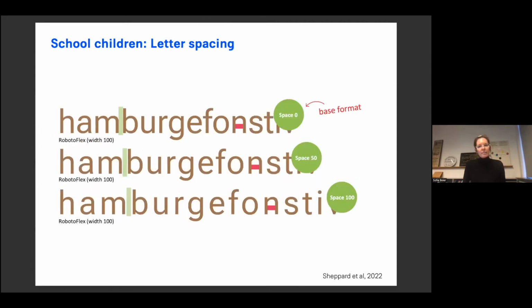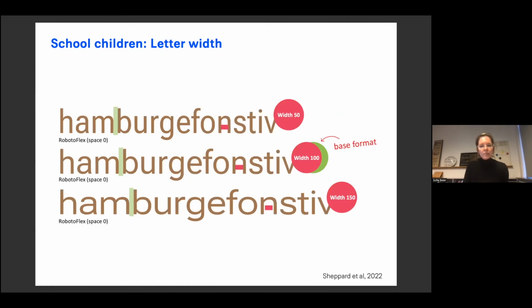We also looked at similar things with school children. And Readability Matters mentioned this study in the beginning, where we looked at both the spacing. We had three different spacing settings. And we also had a different width to the letters. And note how small the differences are here. These are not extreme differences. These are still within common font styles.